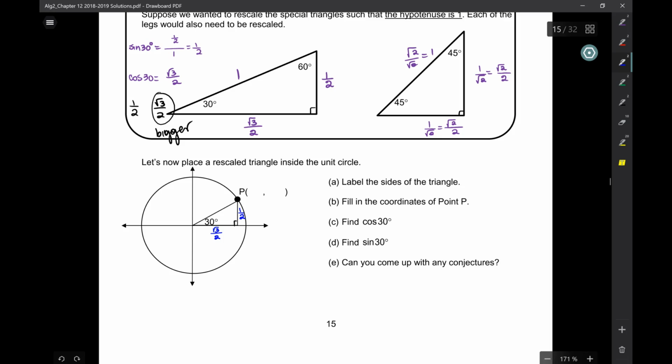Okay? Now, fill in the coordinate of point P. So now, I want to go from the origin to point P. How do I get there? I have to go horizontally a little bit, and I have to go vertically a little bit. How much do I go horizontally? Root 3 over 2. So this coordinate is root 3 over 2. Yeah. How much do I go up? 1/2. So that coordinate is 1/2. Okay?